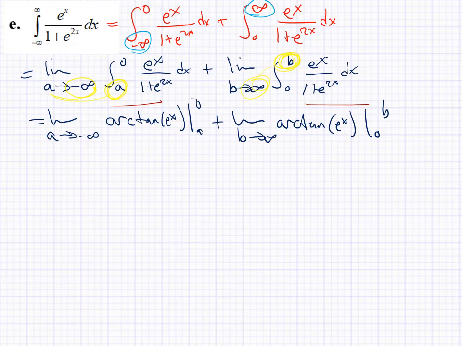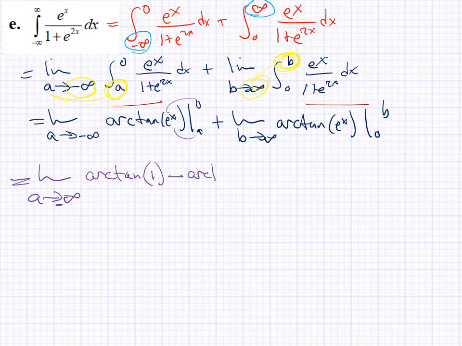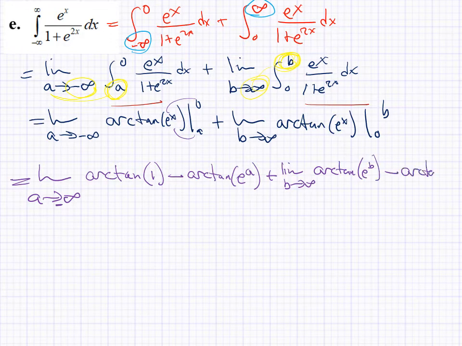All right, now we're going to plug in 0. We're going to plug in a. So we have the limit as a goes to negative infinity of arctan of e to the 0, which would be 1, minus arctan of e to the a, plus the limit as b goes to positive infinity of arctan of e to the b minus arctan of e to the 0, and e to the 0 again is 1.